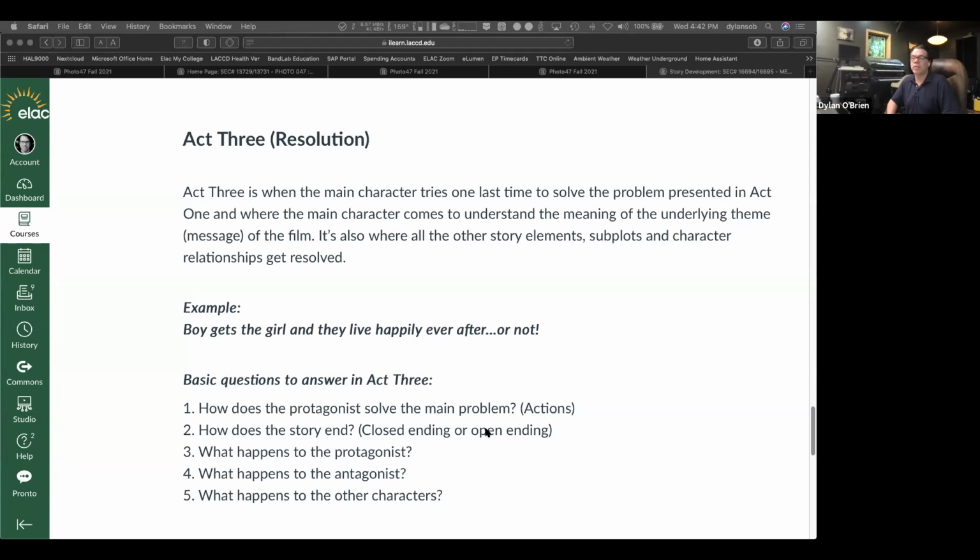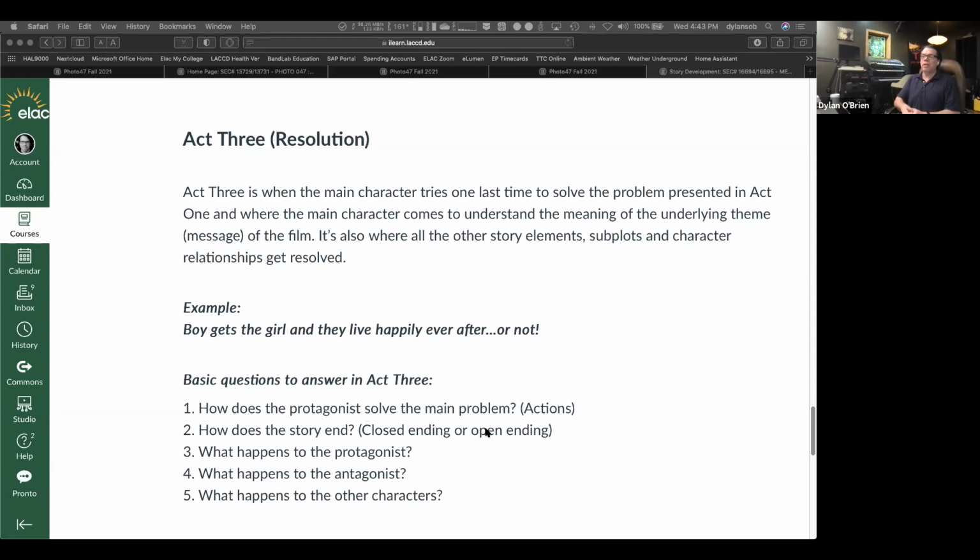What happens to the protagonist? Is he defeated? Is she killed? Does she change her heart? What happens? I'm sorry, no, that's the antagonist. I'm talking about the protagonist. What happens? Did they get their goal? Did they succeed? Did they die? Whatever happened? What happened to the antagonist? Same thing. Did they change their heart? Did they die? Did they defeat the protagonist? What about all the other characters? How do you tie them up?